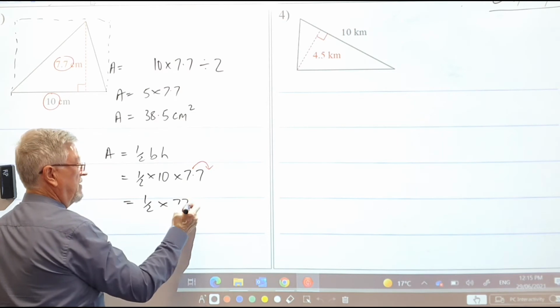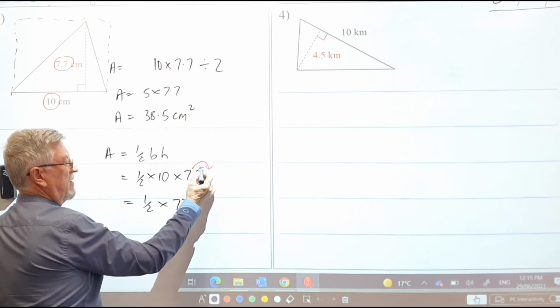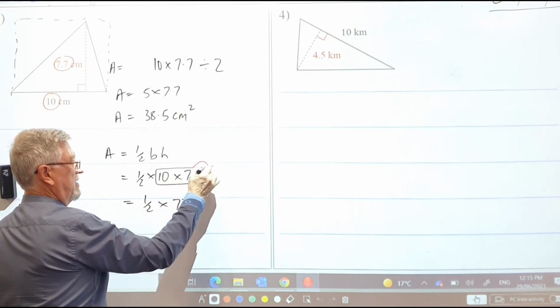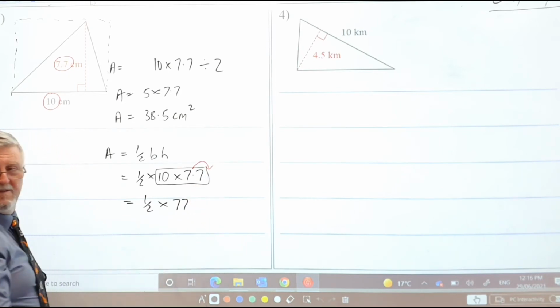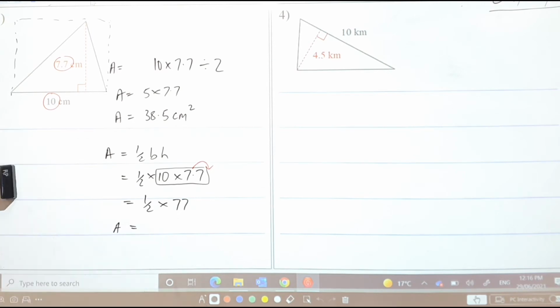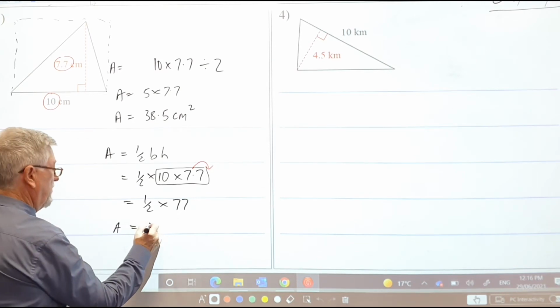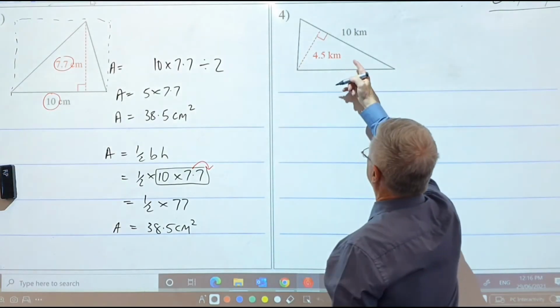Let's have a look what happened. The decimal moved once, and all that bit there just becomes 77. But you know, if you're doing it and you've got your calculator, do it all in one go. Answer is? 38.5.